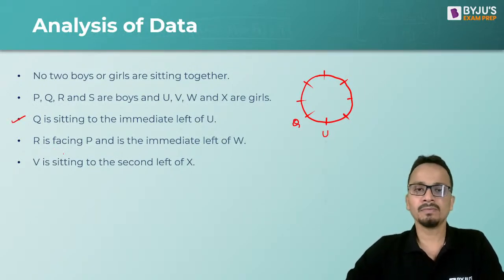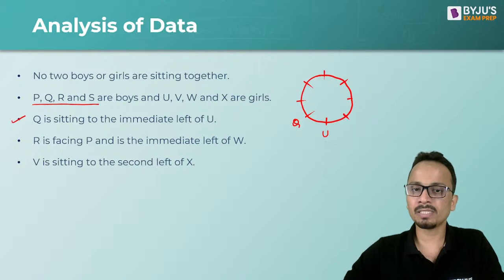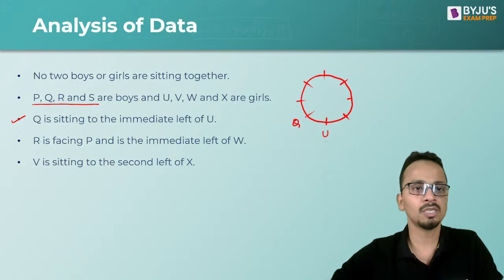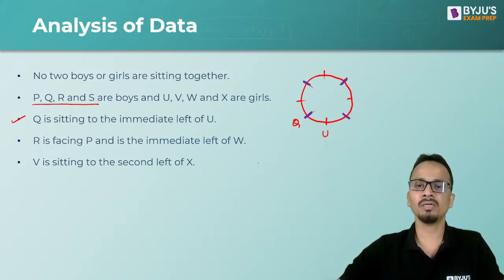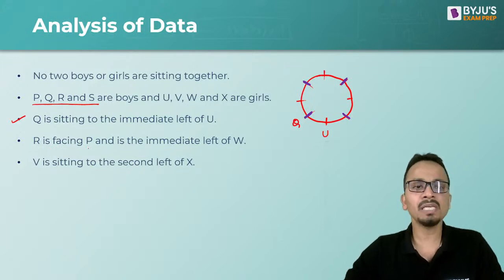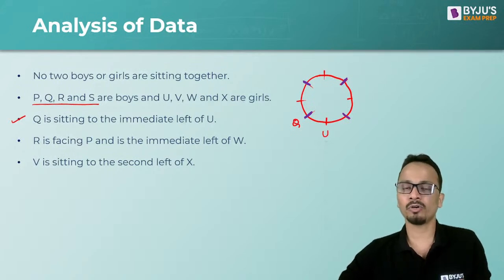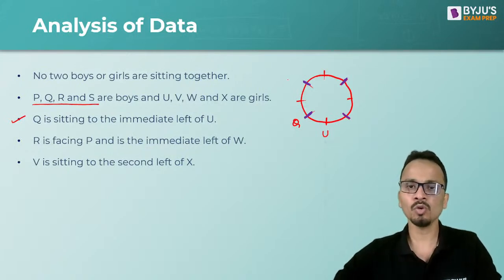R is facing P. Now P, Q, R, S are boys. Now one of the places is taken by a boy. So wait, I'll mark the places for boys with a different color. So Q is a boy. Since boys will sit at alternate places, I am marking the places for boys with a purple color. So these are the places reserved for boys. Now R and P are facing each other. Q is one of the boys and R and P are other boys and they are facing each other. So the only positions for R and P will be these positions.